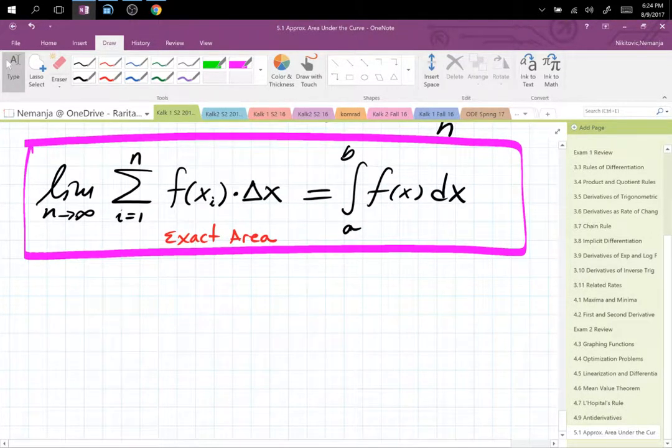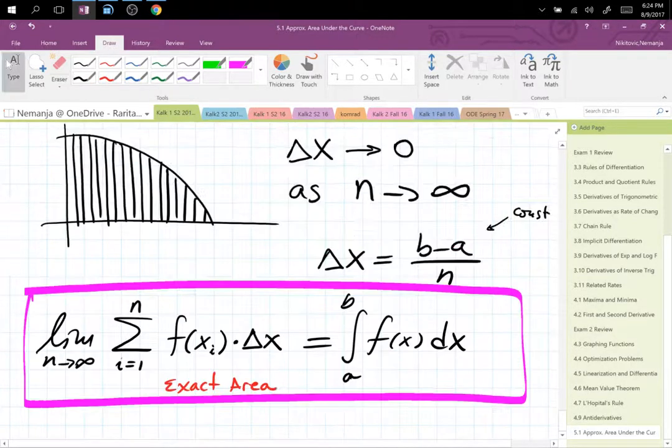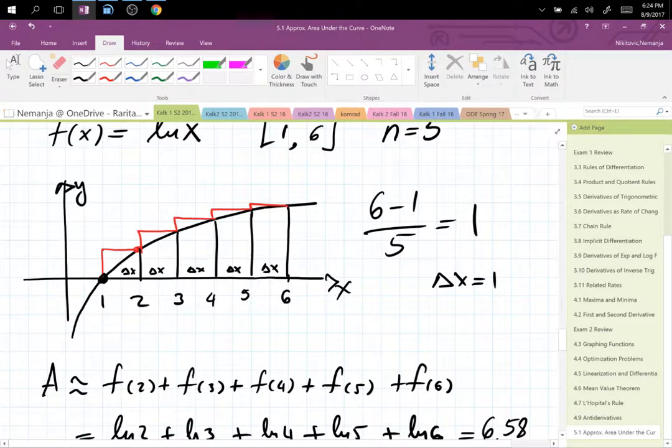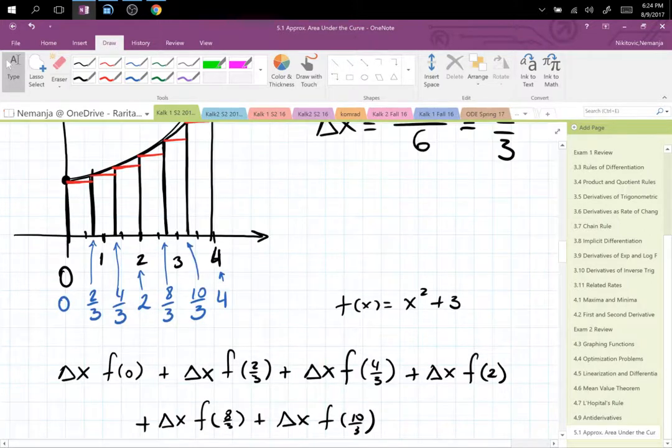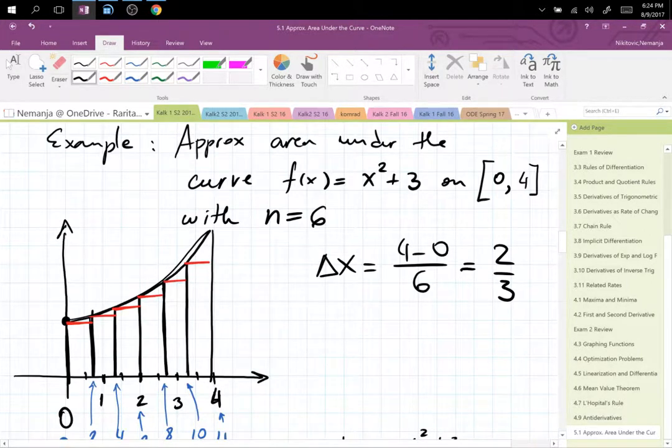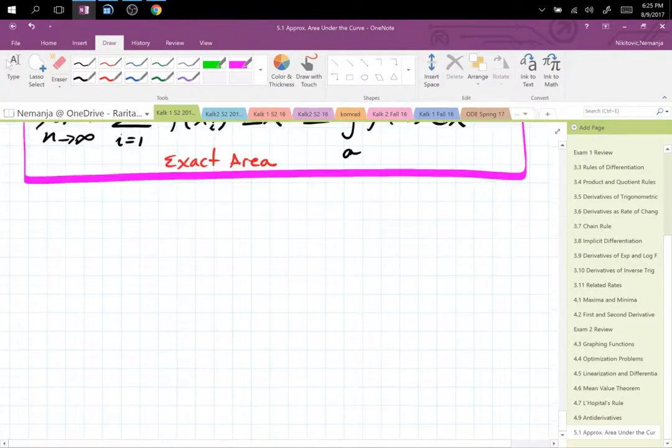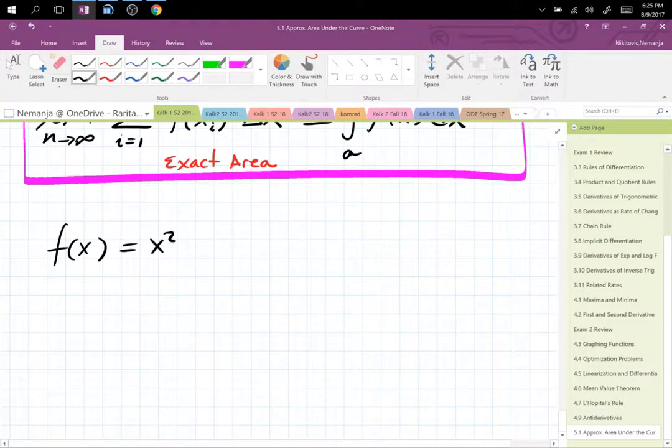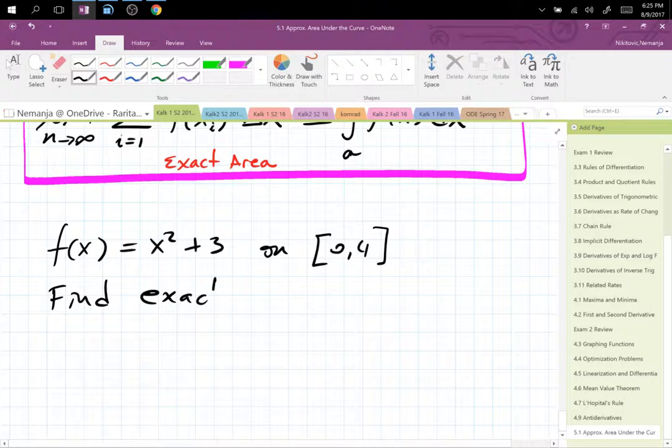So now, let's solve a problem. You remember how we had a problem here which said x squared plus 3 on 0 to 4. This problem says find the exact area.